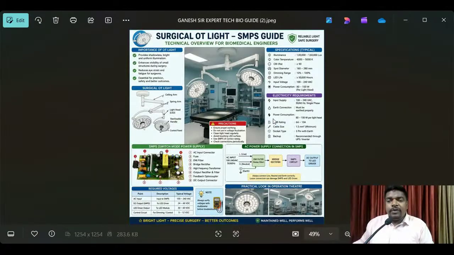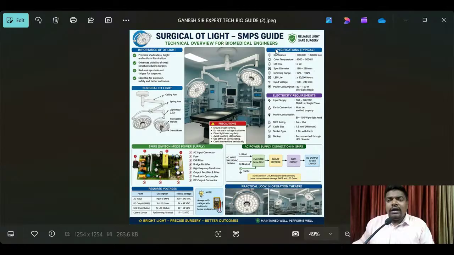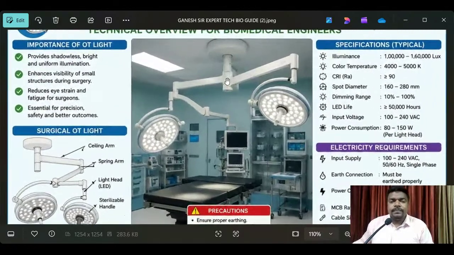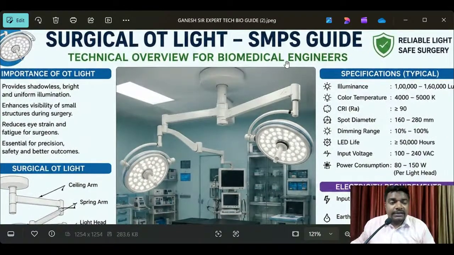Now come to the point: the SMPS guide. Is it clear and visible? I brought all these points for you. Proper explanation and proper presentation are also very important. If I say it this way, you will definitely get clarity, confirmation, and great awareness. In a practical look, how does it look?